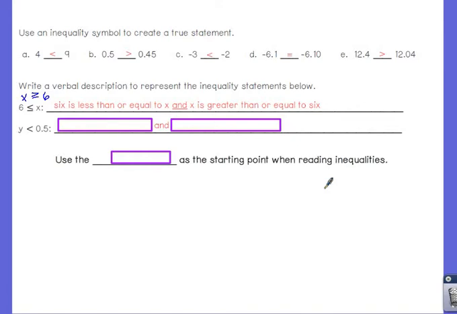Okay, how can I write this next inequality? Y is less than 1/2. Do you agree that's 1/2? Yes.